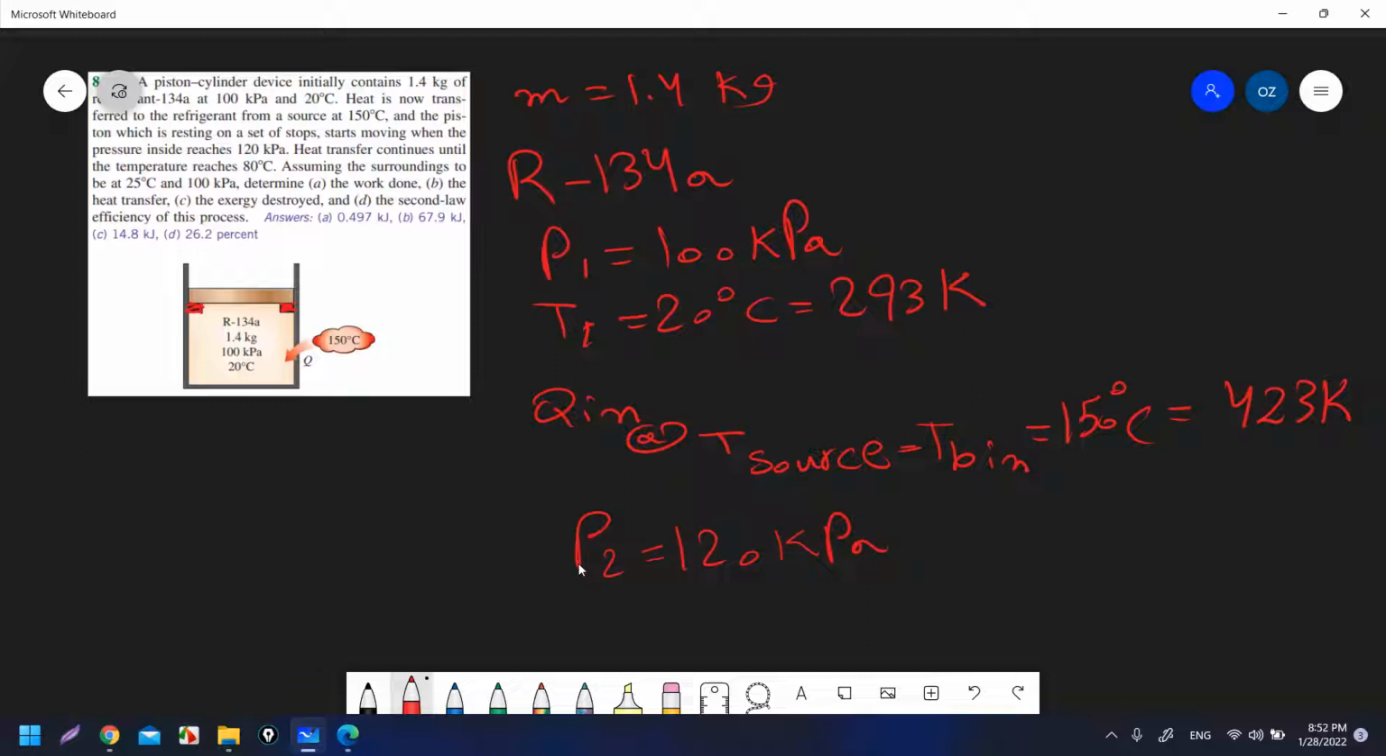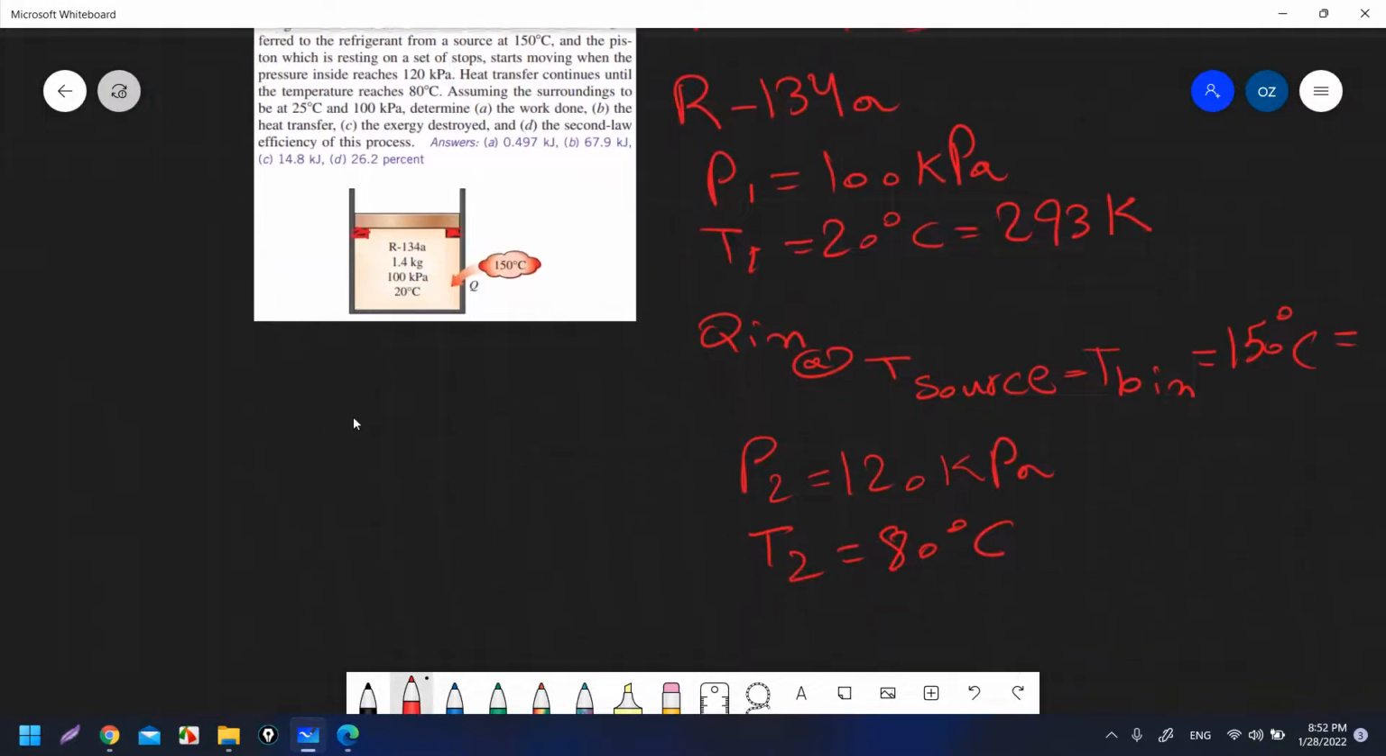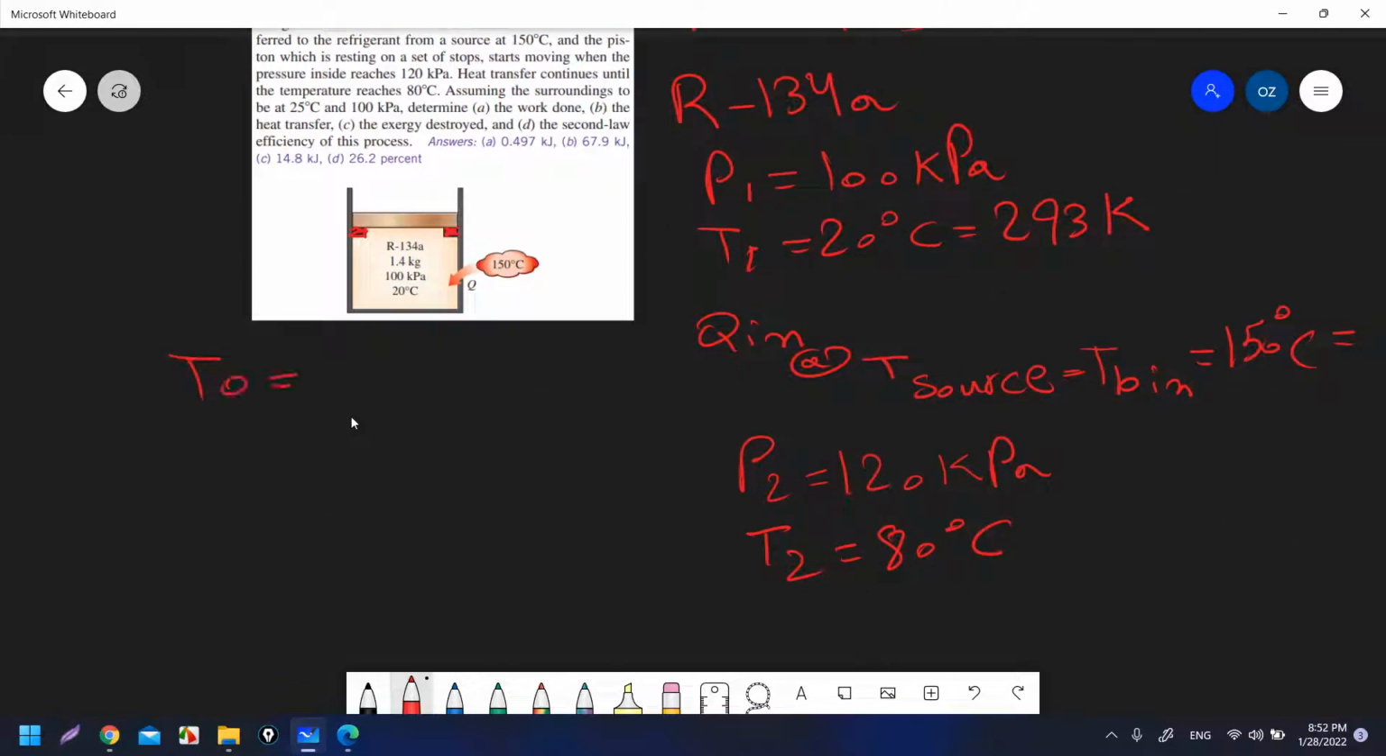Heat transfer continues until the temperature reaches 80 degrees Celsius. So T2 is 80 degrees Celsius. Assuming the surroundings to be 25 degrees Celsius, that is 298 Kelvin, and P0 100 kilopascal. Determine the work done. He didn't say maximum or minimum, so it is the actual work.